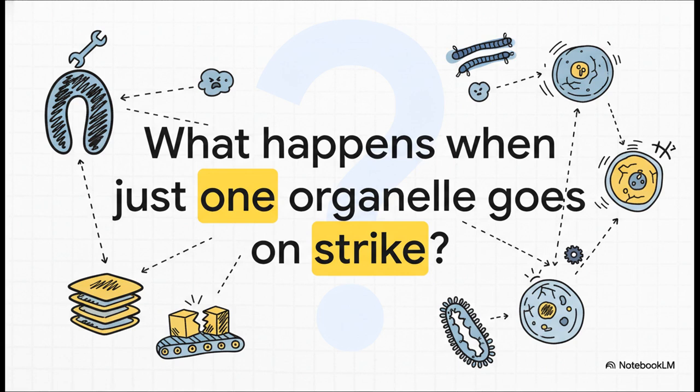Which leaves us with one final and really important thought. What do you think happens to the whole city when just one of those tiny workers goes on strike? The answer to that question, it turns out, is the key to understanding what goes wrong in so many diseases. Something to think about.